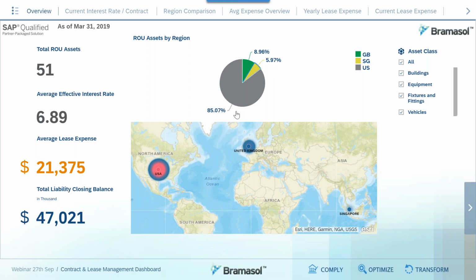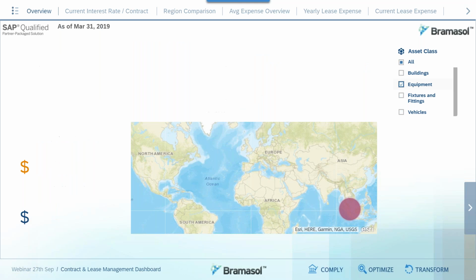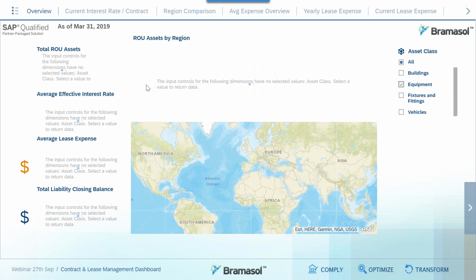This is a percentage on the pie. It's showing the percentage of assets, so 85% in the US, then we have Singapore, and then Great Britain. Now, if I select Singapore, I'm just going to select a piece of the pie here. What I want to show you is that based on this information and some additional information in the other dashboards, if I go ahead and select the equipment, you're going to see that all 4 of the assets for Singapore are equipment.